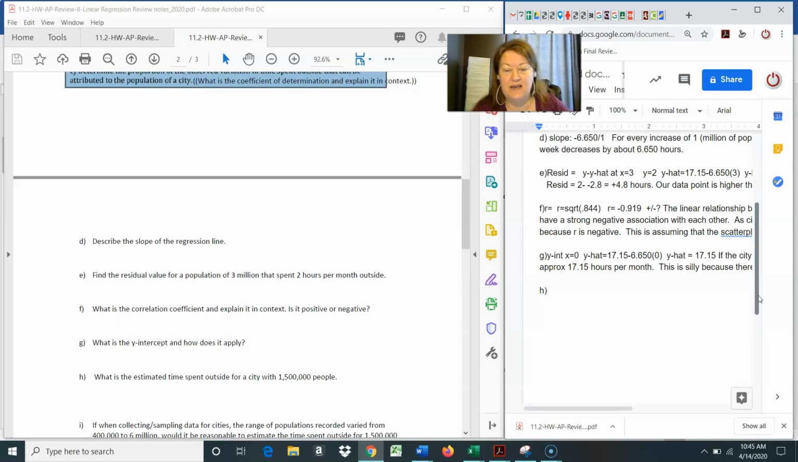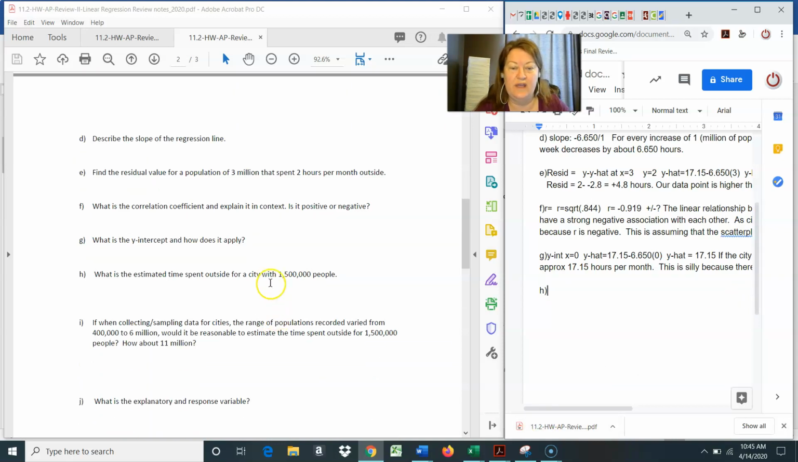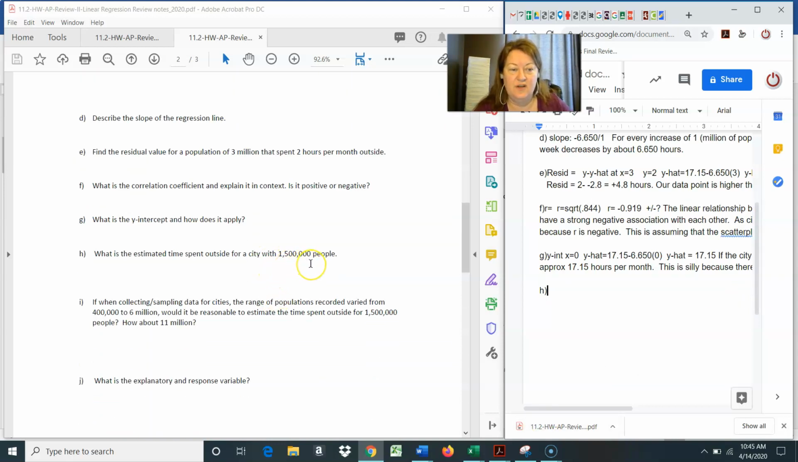What is the estimated time spent outside for a city with, look at all those zeros. Okay, so here the key thing is they are seeing if I understand that the X's are in millions of people. Right? So they are giving me X is 1.5 million. So I have to remember when I plug in the formula, I'm not putting in all those zeros, I'm putting in 1.5 because the formula already accepts millions. Okay, so they want me to find y hat for that.